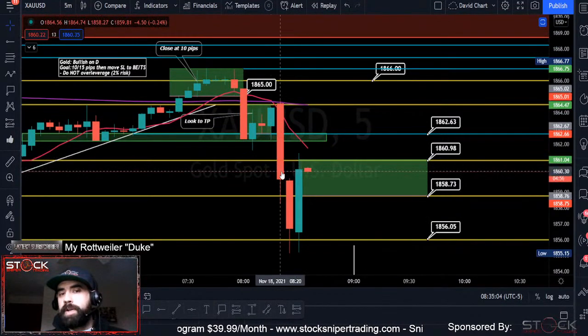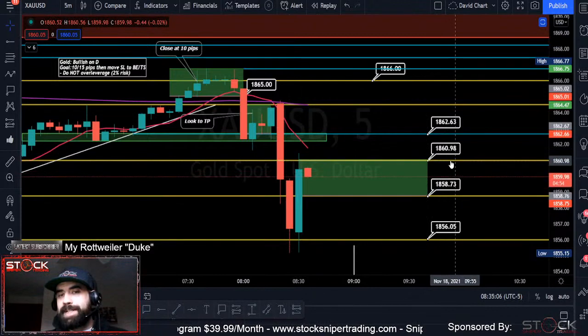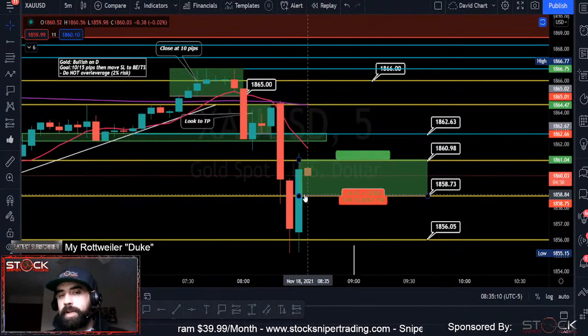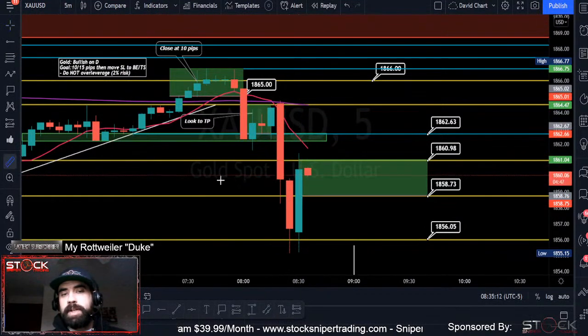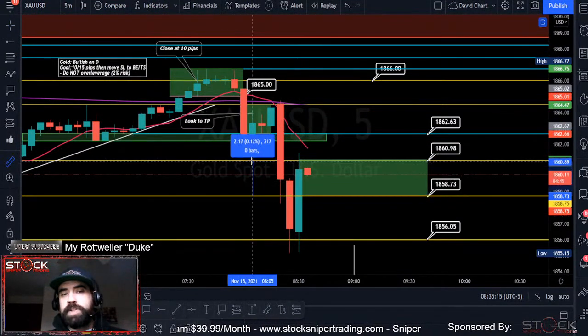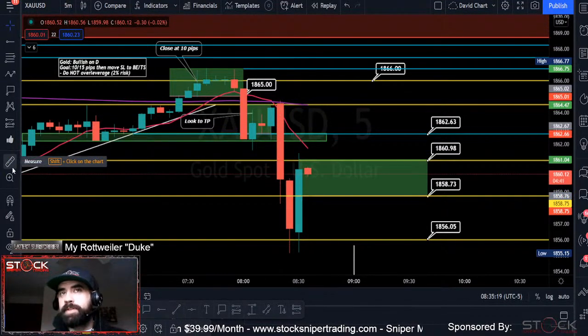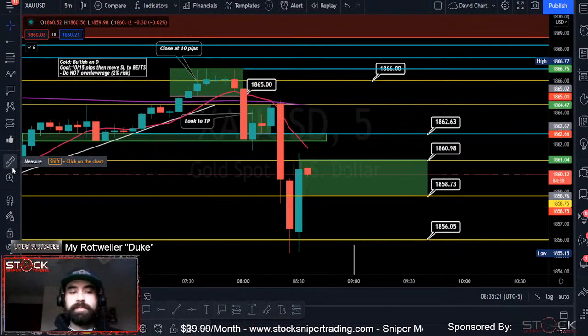Okay, so now it's opening up. You can see it closed below that 1860.9. Retracing again. They need to hold support here, guys. So if you're in from down here, look at securing this. That trade, it's a 22 pip trade. Okay, now you're only probably up around 10, 15 pips.